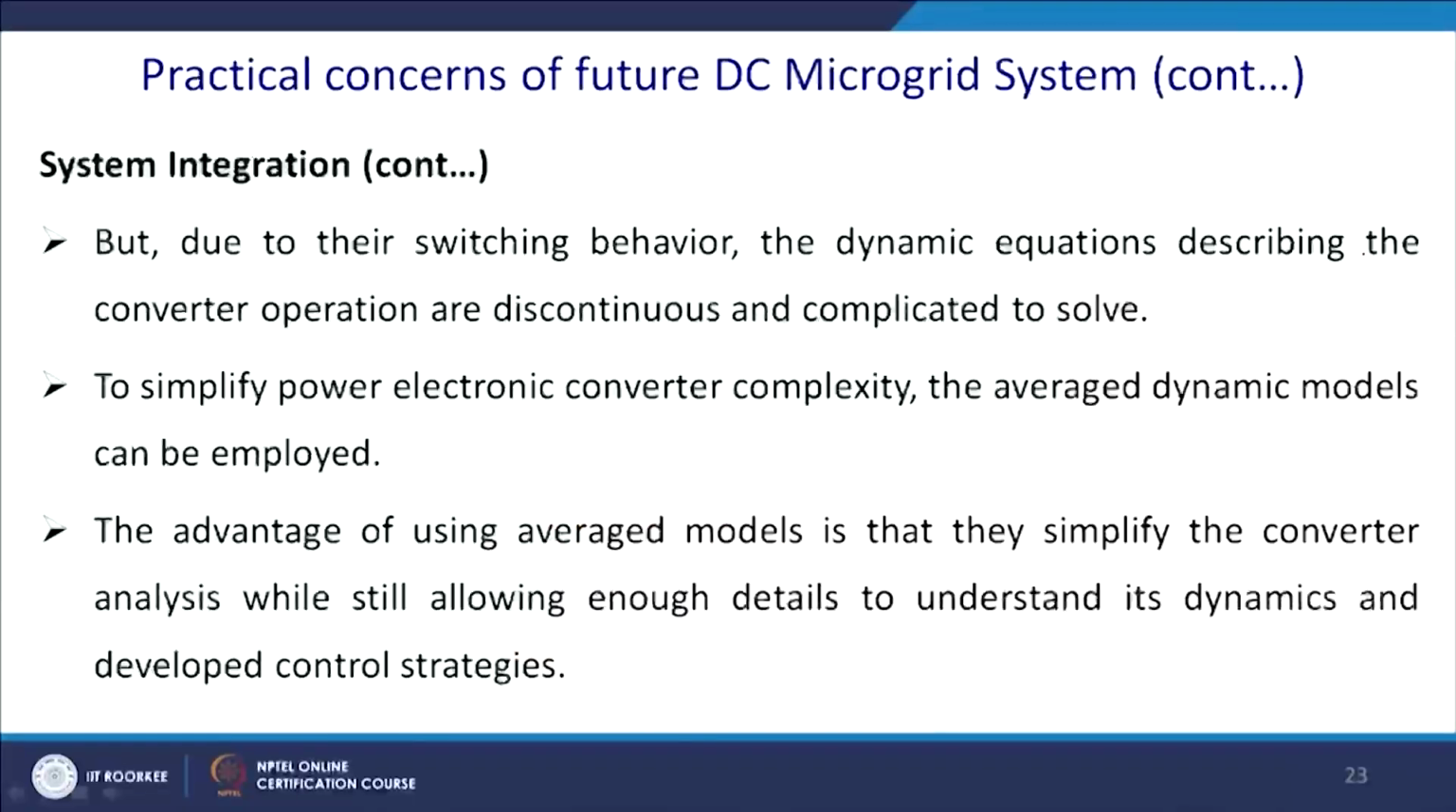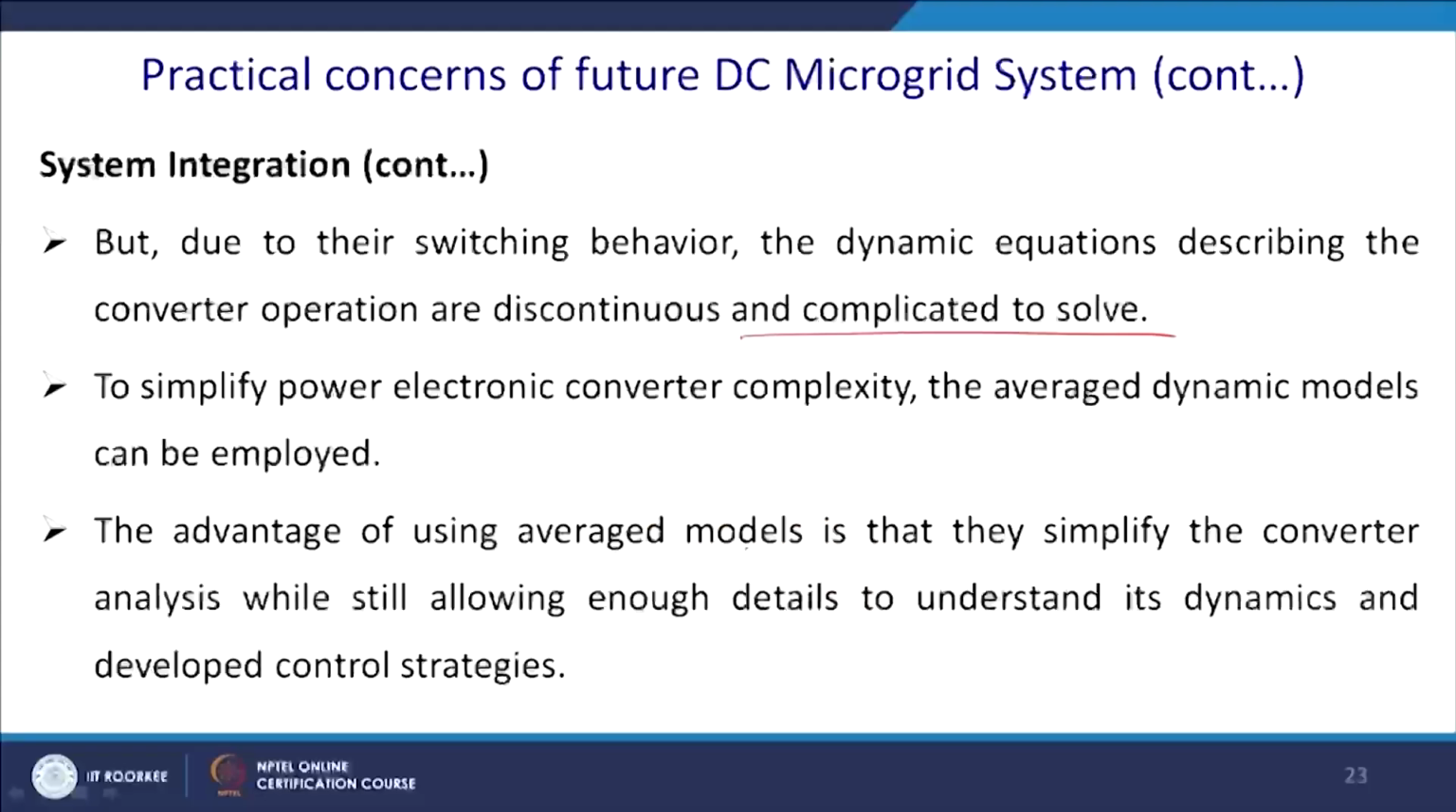But due to their switching behavior, the dynamic equations describing the converter operations are discontinuous and complicated to solve. So, ultimately you will study a little bit of DC to DC converter, and you may come across the DC to DC converter in discontinuous mode becoming a non-minimum phase system, or many complications from the control system point of view arise. Thus, this is a great challenge for the power electronics and control designer to solve, and if you can solve it, then there is a huge potential for the DC microgrid.